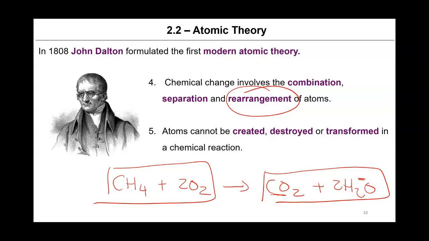The fifth point that Dalton made was that in a chemical reaction, atoms cannot be created, destroyed, or transformed. However many atoms we start with, that's how many atoms that we end with. We just rearranged the way that the atoms are connected to one another.